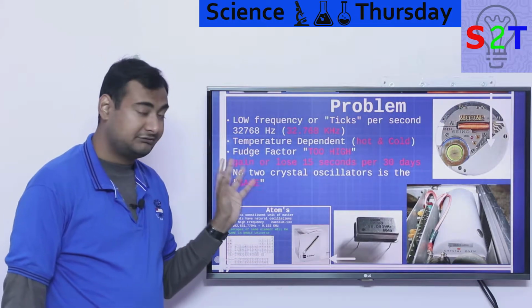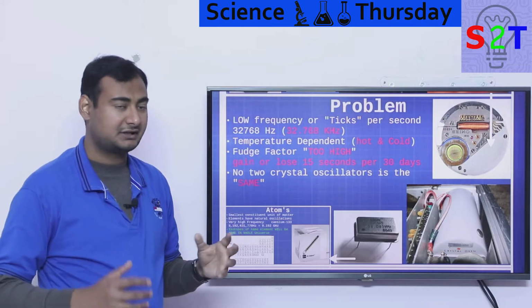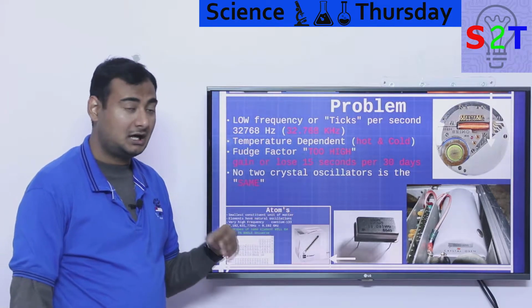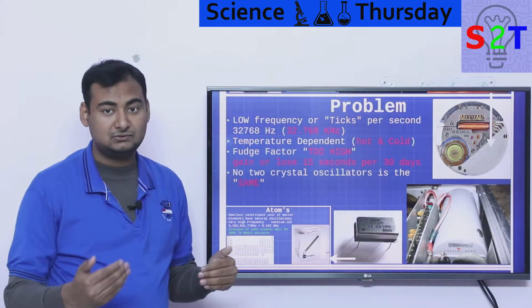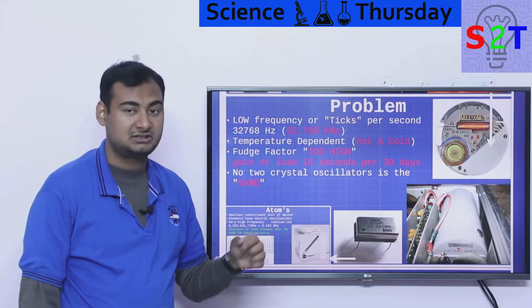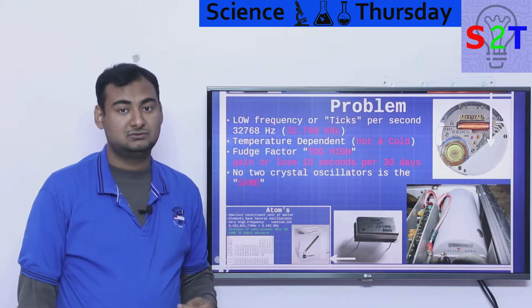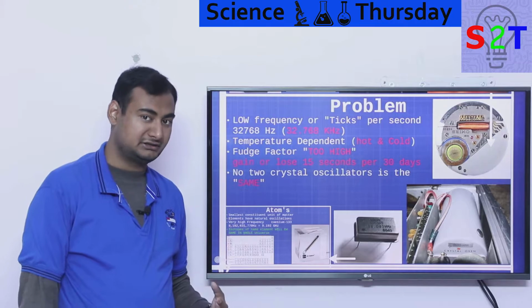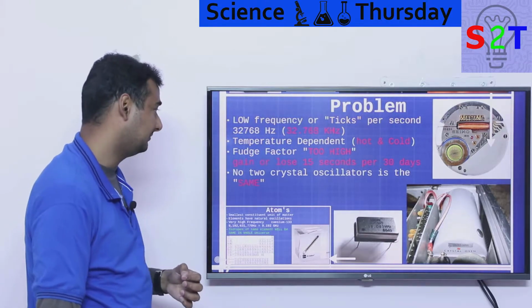Now on the fudge factor itself, what kind of fudge factor we are talking about is very high. How high are the fudge factors? Basically you can lose or gain 15 seconds per 30 days. Basically in 2 months you can lose 1 minute. That's not accurate enough for any kind of precision measurement.